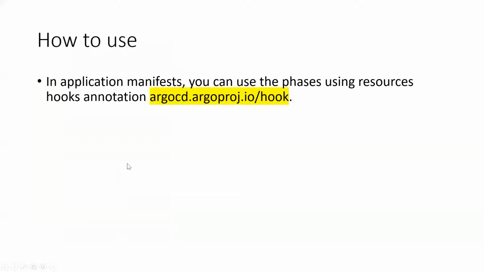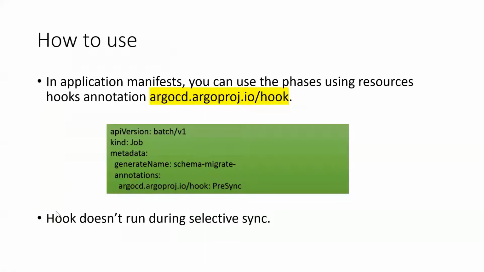You can use this by defining the annotation. The annotation is nothing but argocd.argoproj.io/hook, right? Then it will look like this when you define it. Let's say you have a job to perform before the actual manifest is applied. The job will be triggered and performed as the action, and then the next one runs.